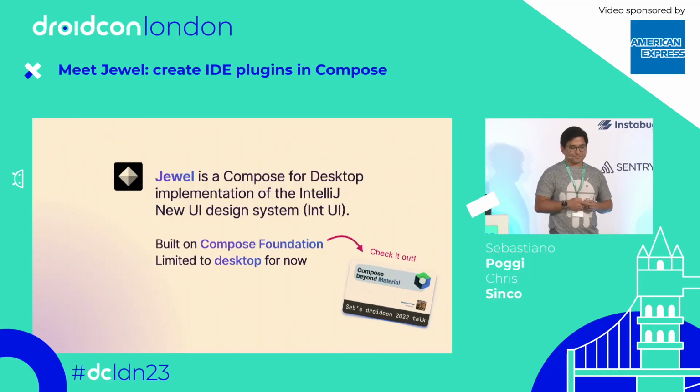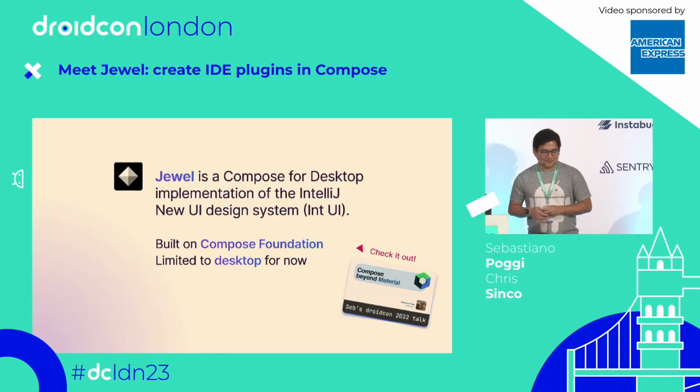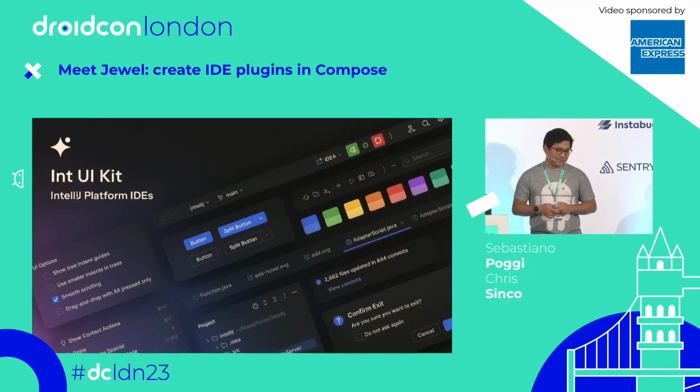And if you don't know what that means, there is actually a talk from last year from Seb about how to build design systems beyond material for Compose. But it's utilizing the same concepts from that to build specifically for IntelliJ's design system. But it is limited to desktop, so we don't really recommend using these components on iOS. They'll look very strange. And like we said, it's based on int UI, so this is the new UI in IntelliJ and now in Android Studio.